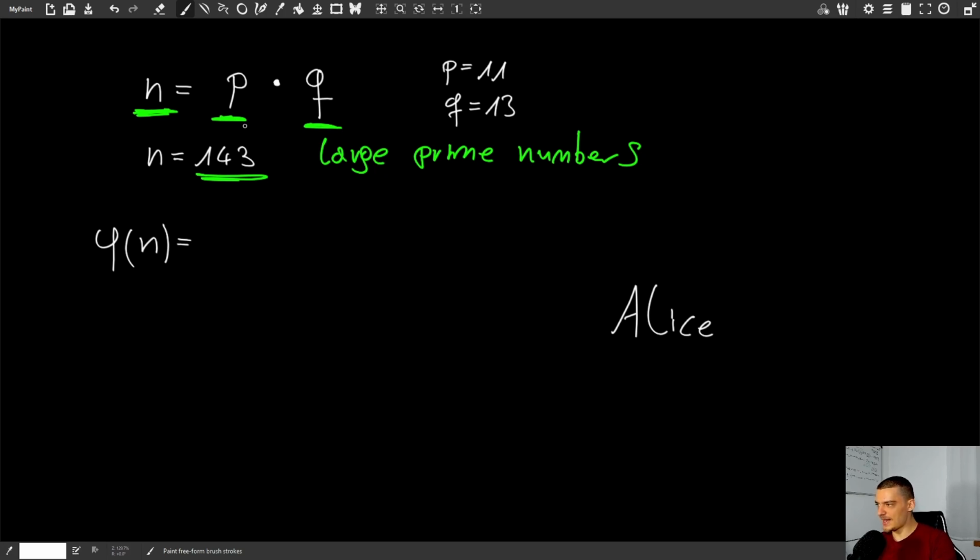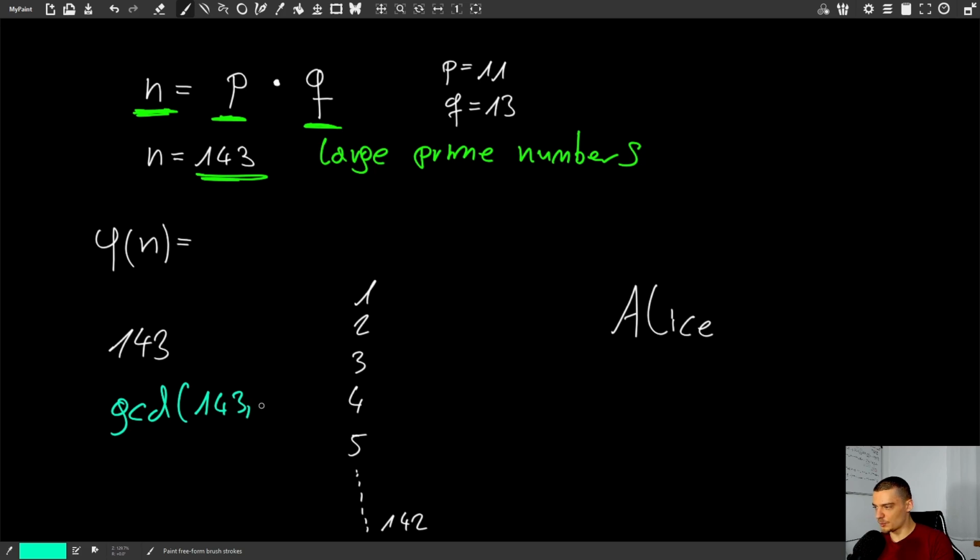So if we have 143 here, we would go through all the numbers 1, 2, 3, 4, 5, and so on up until 142. And we would ask how many of those numbers are co-prime to 143. That basically means the greatest common divisor of 143 and the number we're talking about, x, is 1. So there's nothing that divides both numbers other than 1. That means co-prime.